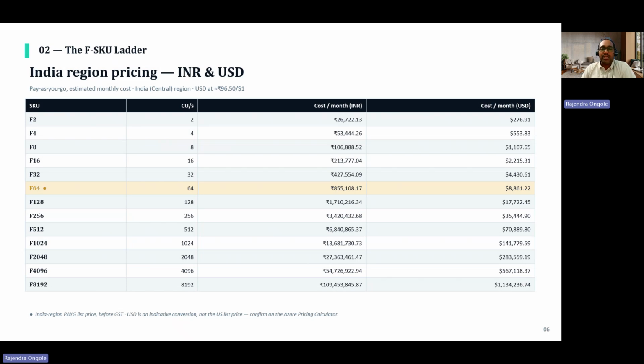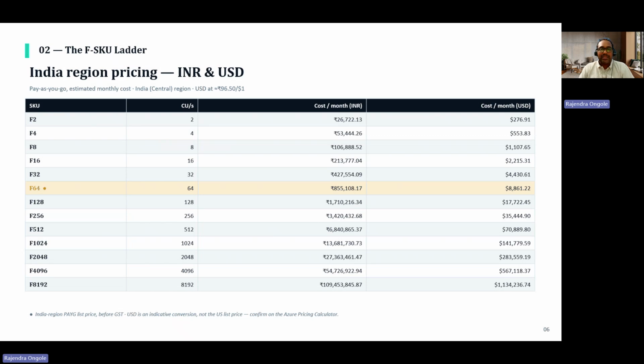So I have compared the two costings here, Indian INR rupees as well as US dollars. It starts with the starting SKU F2. So if you're observing, we discussed up to 2048 only. Other than that, we have two more, F4096 and F8192. This is also very important, which I have captured from the Azure pricing cost checklist.